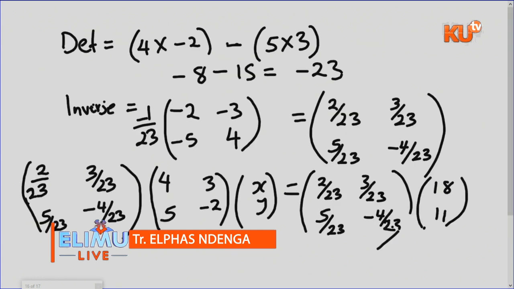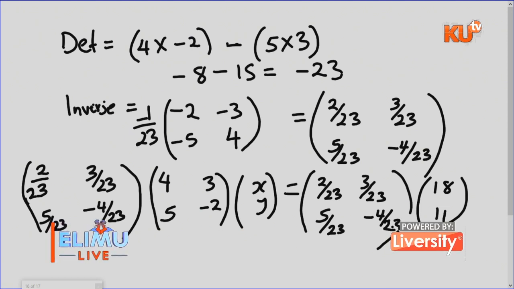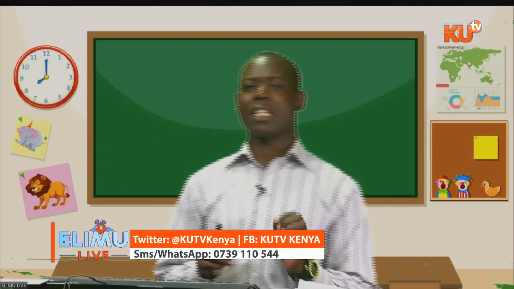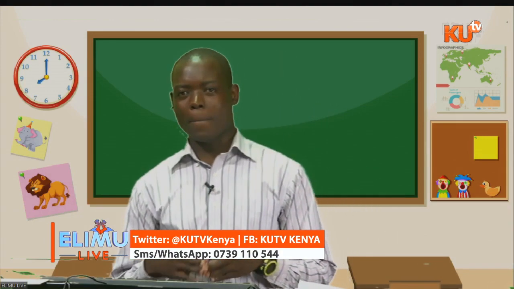Then step 2, we found the determinant. Determinant is 4 times negative 2, negative 8, minus 15, that gives us negative 23. We then obtain the inverse simply by interchanging the elements in the leading diagonal and changing the signs of the elements in the other diagonal, multiplied by 1 over the determinant. That gives us our inverse. Then lastly, you do the pre-multiplication of the matrix equation by the inverse of the matrix. So that is how we solve simultaneous linear equations using the matrix method.